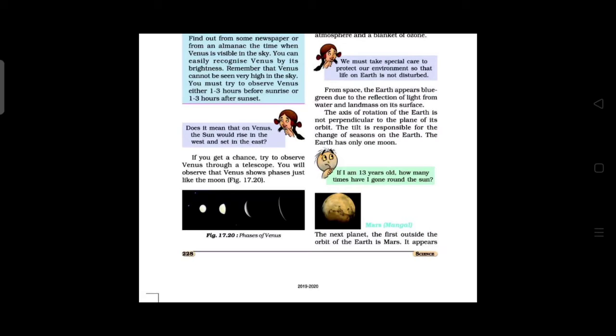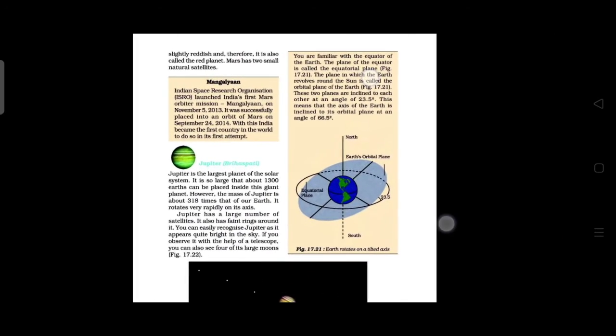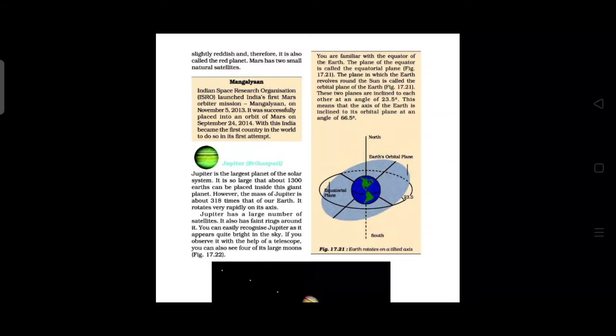The next planet, the first outside the orbit of the earth, is Mars. Okay, it appears slightly reddish and therefore it is called what? Red planet. Mars has two small natural satellites also.